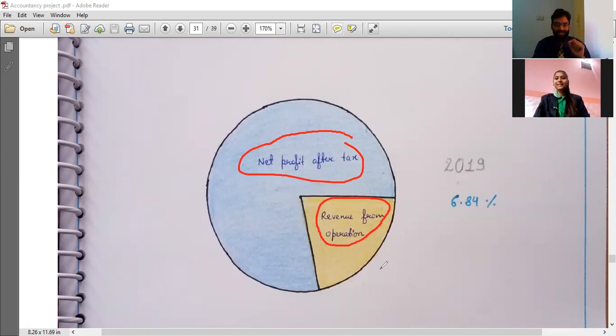Is it justified? Is the pie diagram correct? Sir, I think there is some mistake in your calculation. You have written it oppositely. Where you have written net profit after tax, it should be revenue from operation. And where you have written revenue from operation, it should be net profit after tax. Clear? Let us move further. Okay.